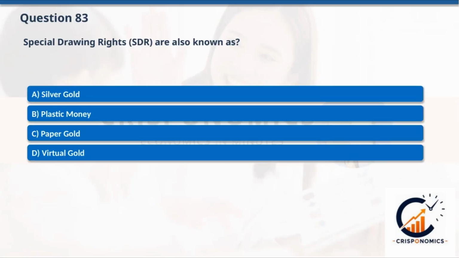Let's talk about special drawing rights, or SDRs. They're often called different names, and this question asks us to identify which one fits best. Is it virtual gold, paper gold, plastic money, or silver gold?